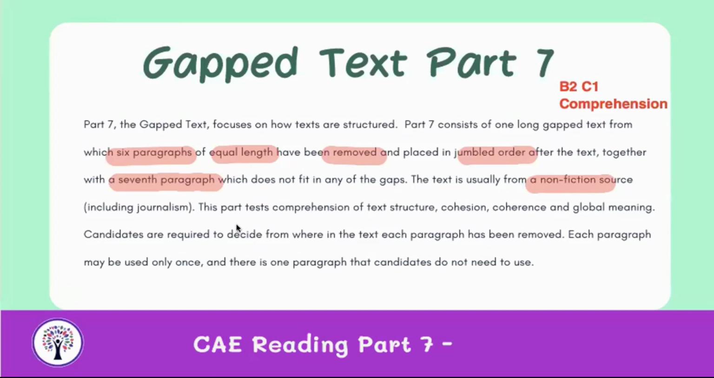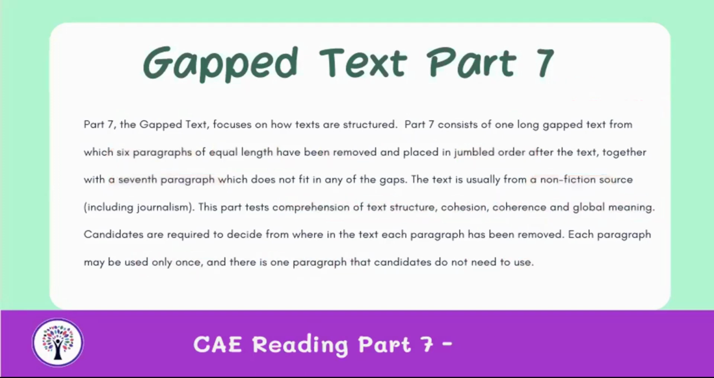And then, as you see, this part tests comprehension of the overall text structure, cohesion, coherence. So cohesion is how the text goes together. Coherence is how it flows. And global meaning, that means the overall meaning. So candidates, that is you, are required to decide where in the text each paragraph has been removed from. Each paragraph can only be used once, and there is one that you do not need to use. So this is part 7.